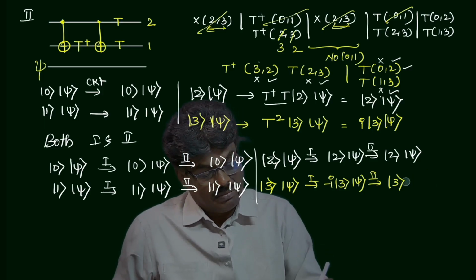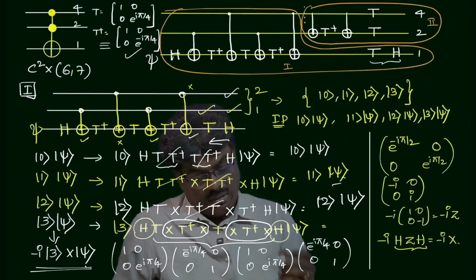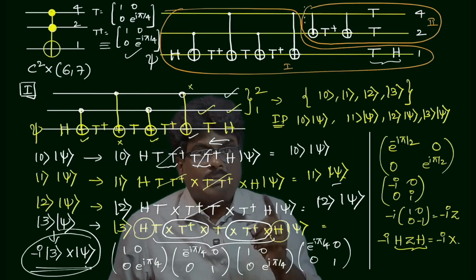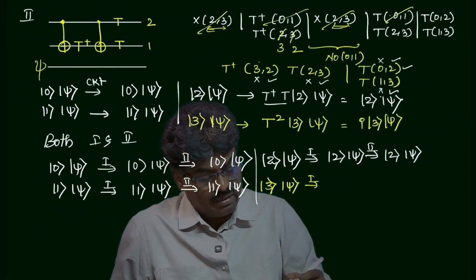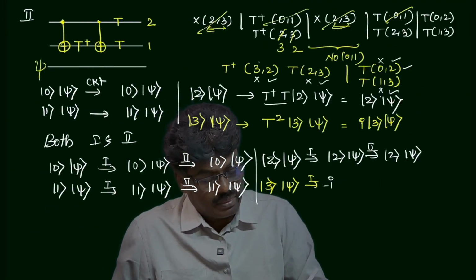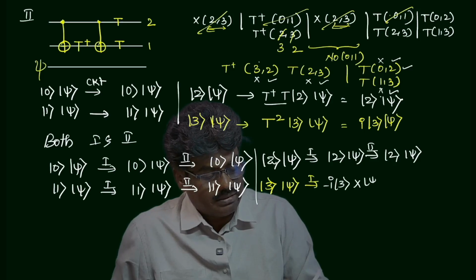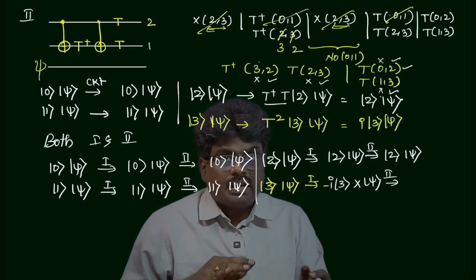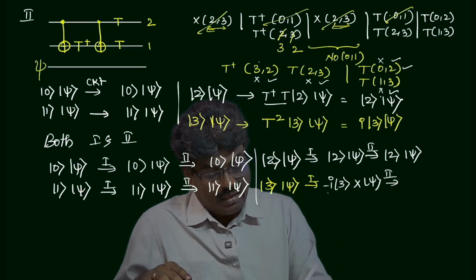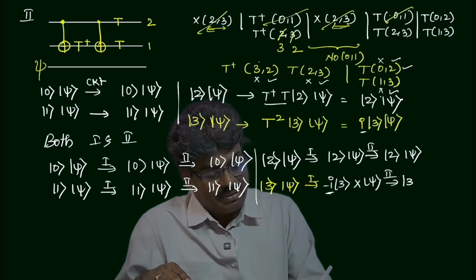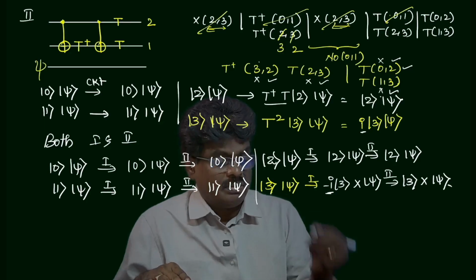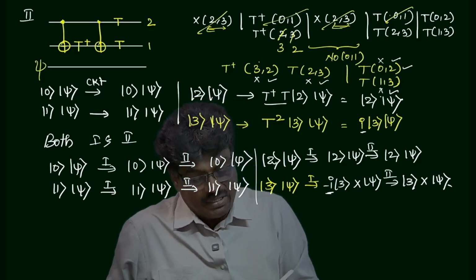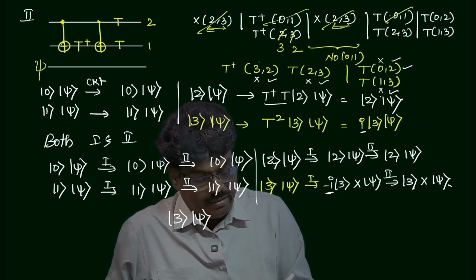Sorry, 1 minute, I'm sorry. Right. So here the first part makes minus i 3 x psi. Be careful, minus i 3 x psi. Next the second part makes 3 psi. That means 3 becomes i3. Here already minus i, here i is there, so that's why it becomes 3 only, and x psi as usual. So finally the operation, this 3 psi becomes 3 x psi.